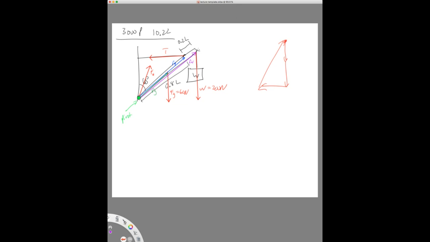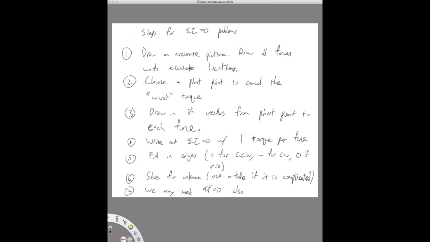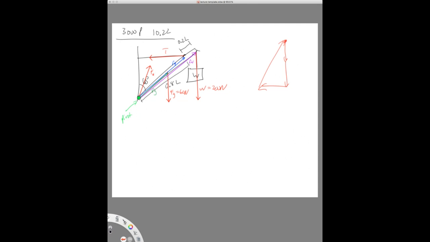So colors are helpful because you get so many vectors going around, but once you've been doing this for a while, you can actually just visualize those R's, and you don't always have to draw them in once you have a good sense of what they should look like. Okay, so we did step 3, which is to draw in the R vectors. Now we're going to write out our net torque equation.